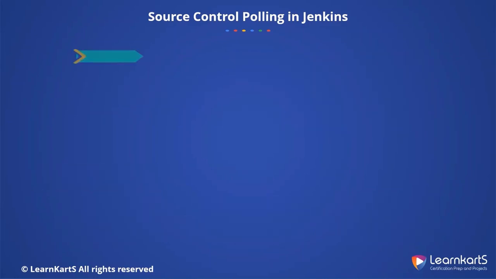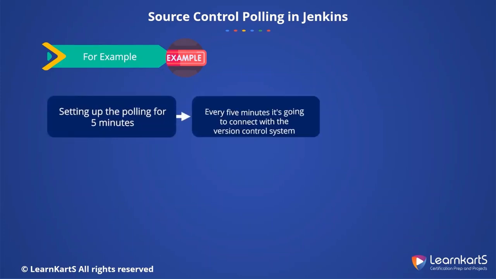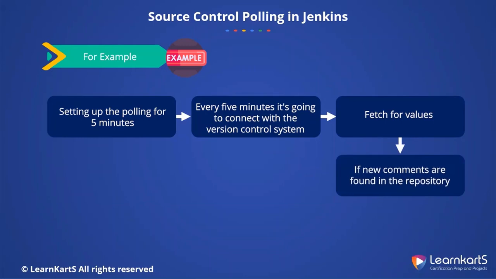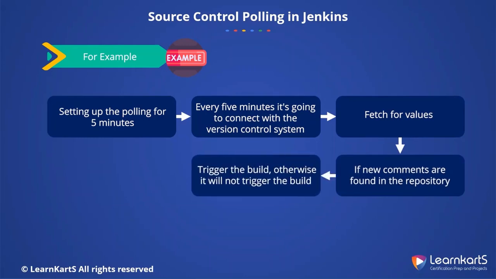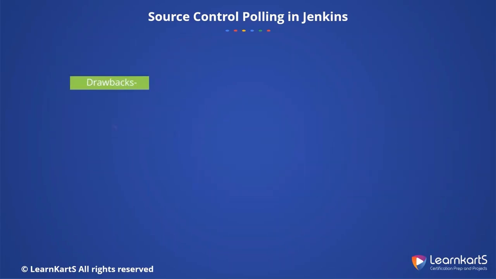Now, if I'm setting up the polling for 5 minutes, 2 minutes, or 10 minutes, then every 5 or 10 minutes, it's going to connect to the version control system and check. If it finds new commits in the repository, it will trigger the build. Otherwise, it will not trigger the build at all. So that's the real purpose of using the Poll SCM option. It's the technical term in Jenkins for this kind of implementation.